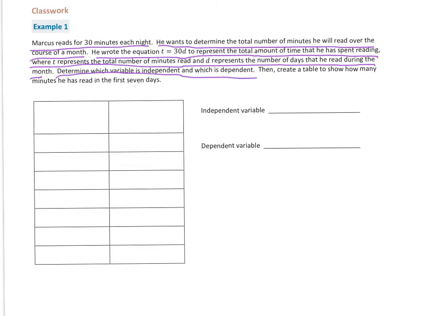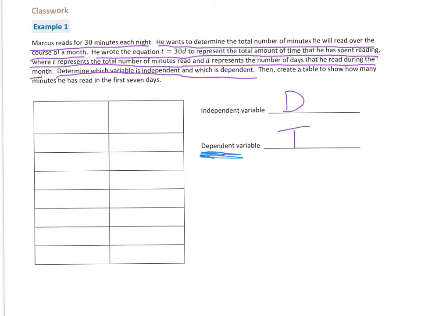So we would say that D is the independent variable, and T is the dependent variable, because we can't figure out T without D. T depends on D. Depends. That's why it's dependent. So let's go ahead and make a table.